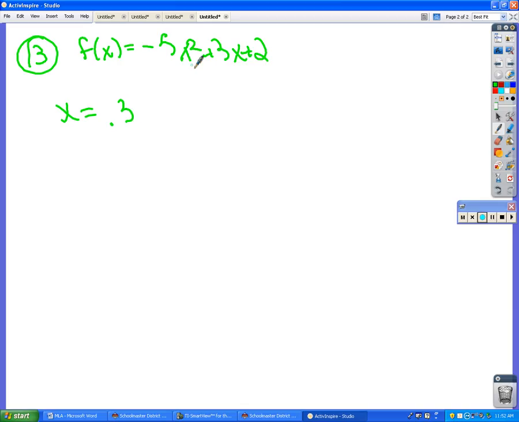All right, so now you have to figure out what Y is. And that's a little bit tricky because that is a decimal. But same thing as the other one. I'm going to start by just replacing all the X's with 0.3. Okay? And same thing as before, I need to do my exponents first. So 0.3 times 0.3 is 0.09. Okay?